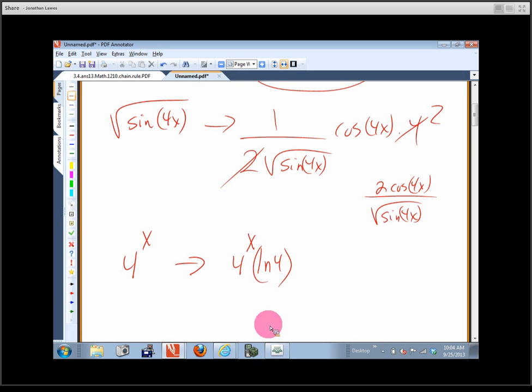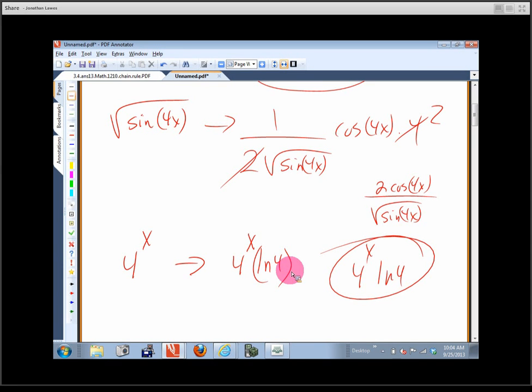And then times the derivative of whatever we plugged into that exponential, which happens to be an x. So its derivative is 1, so I don't have to write it. So I could just write 4 to the x ln 4, okay, and call it good. Okay, right. Yep, it is. Okay. Any questions?